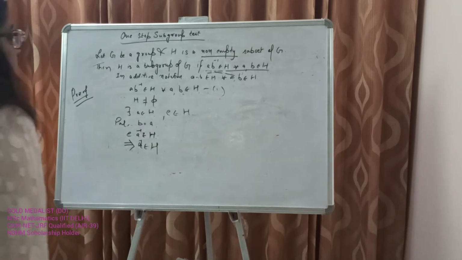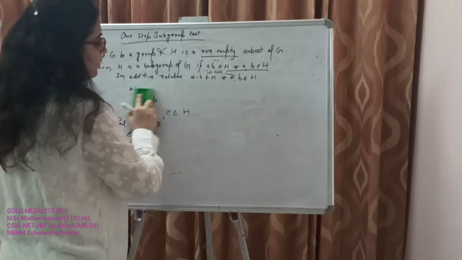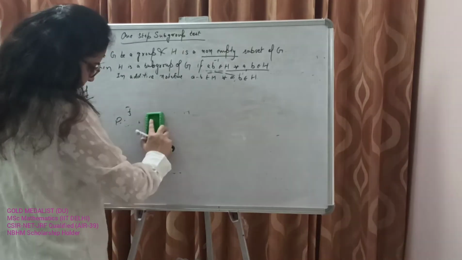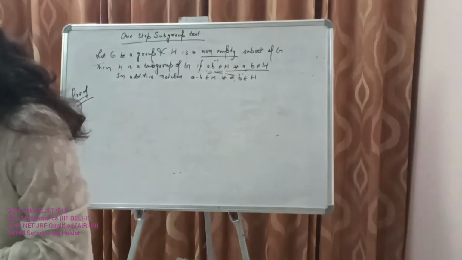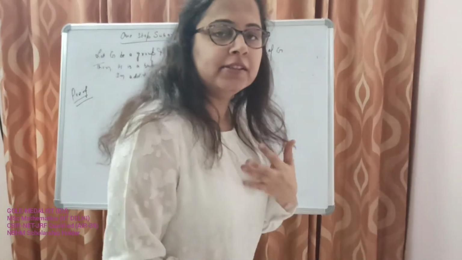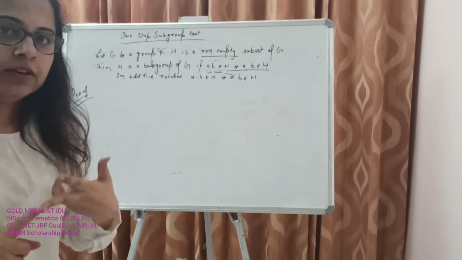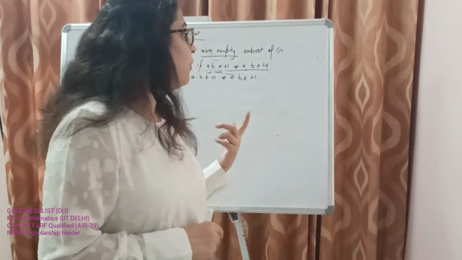And this was the existence of inverse of any element that is present. So we have proved three axioms, which were associativity, existence of identity, and existence of inverse. Are we done? No, we are not done. There is one more property which is very important.